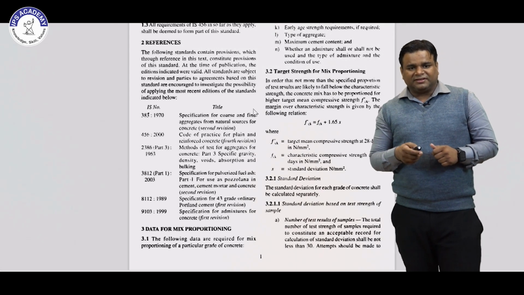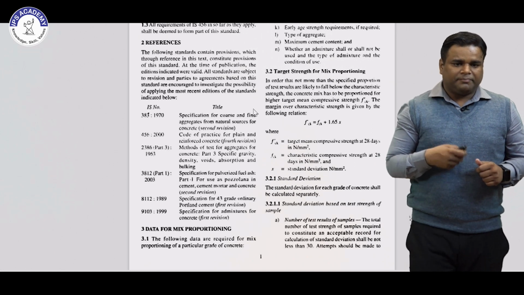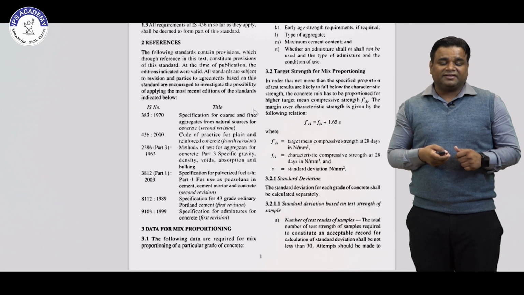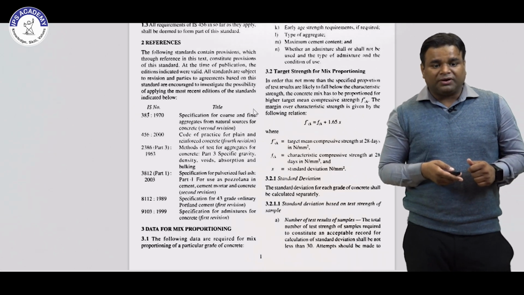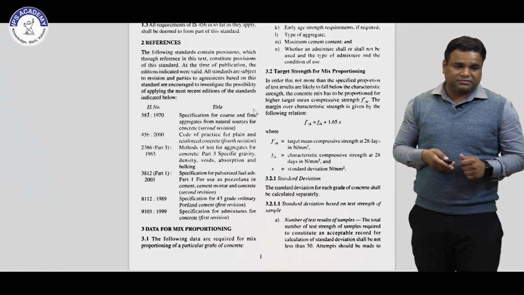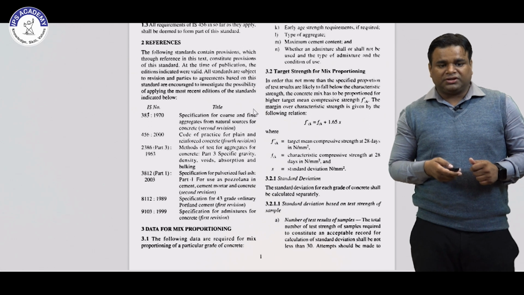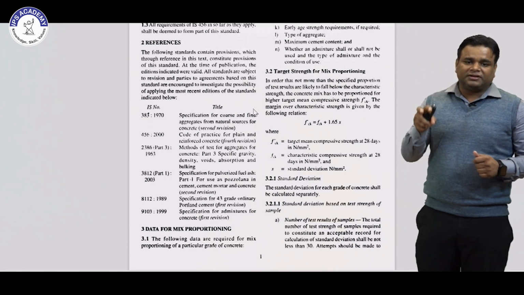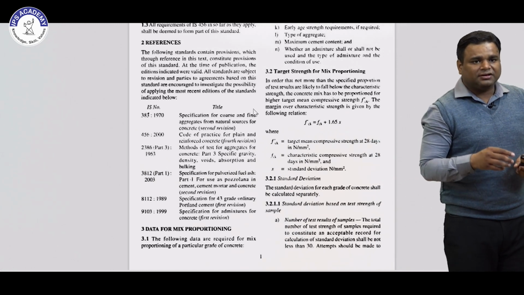So basically these are the references they have taken from other codes, like IS 383:1970, 456:2000, 2386 part 3, 3112 part 1 2003, 8112:1989, 9103:1999. So these are some references they had taken to prepare this code. So we will see the next code.